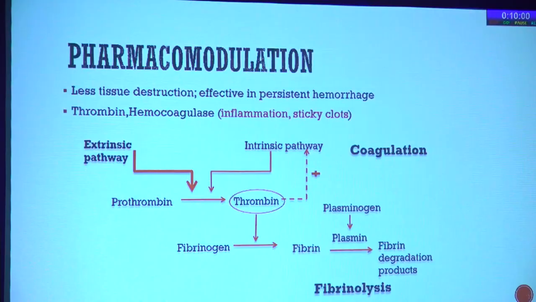I'll skip this video. And talking about pharmacomodulation, there are certain substances like thrombin and hemocoagulase which can be used in the infusion bottle to give you coagulation in patients where you are expecting a lot of bleeding. The problem with this is that there can be inflammation in around 1/5 of the cases, and the clots that form later on are quite sticky.